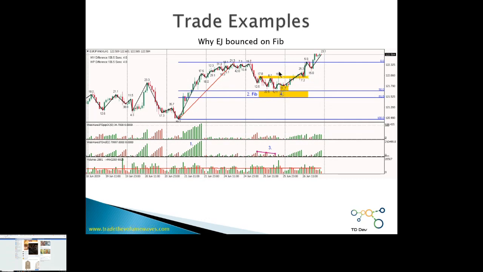So after it breaks this level that I haven't, where's my mouse here? All right, after it breaks this level, I know, seeing this decreasing volume plus this speed index, that we're going up. So I will place my long after this level here. All right, so first target will be probably here, on the 0 fib line, and then I will let my second order run.